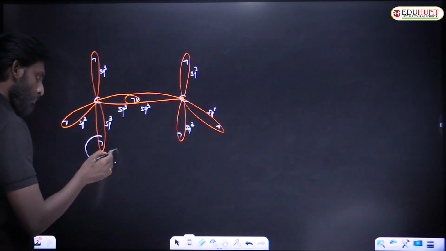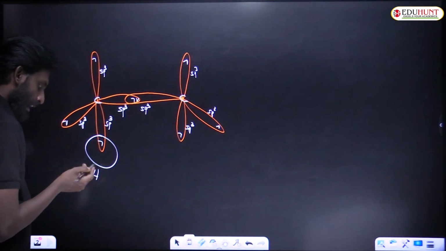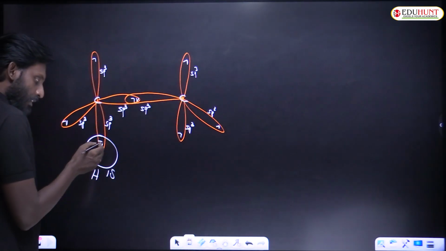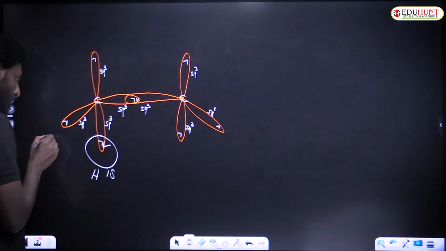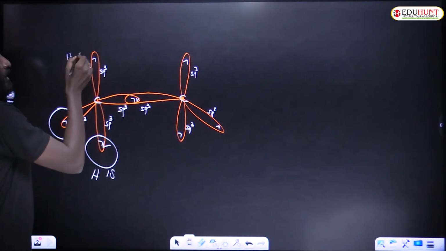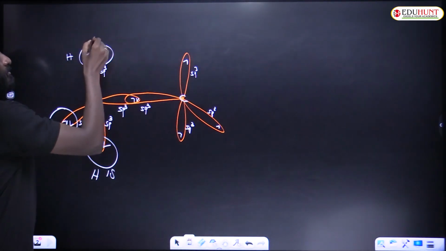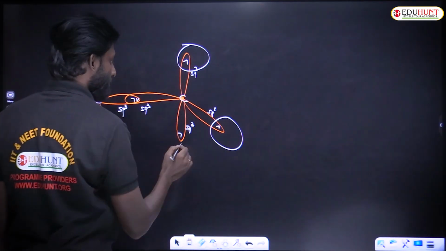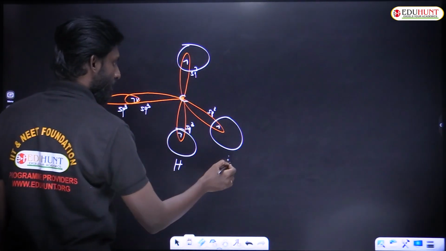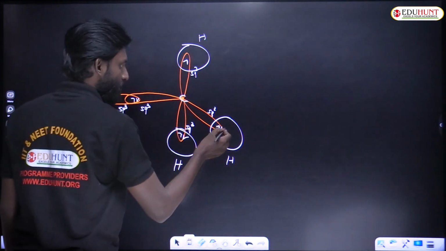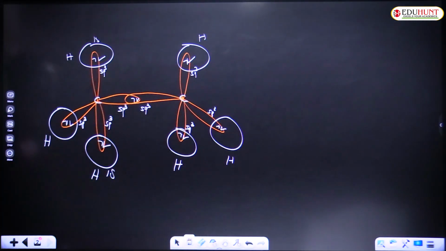Now the hydrogen atom with its 1s orbital. 1s is having 1 electron, that is paired. Hydrogen atom 1s1. This is 1s. Okay. Each hydrogen has one electron, 1s1, like that.